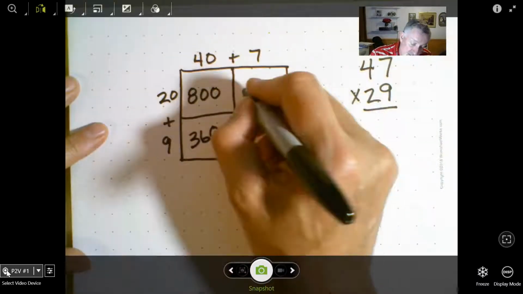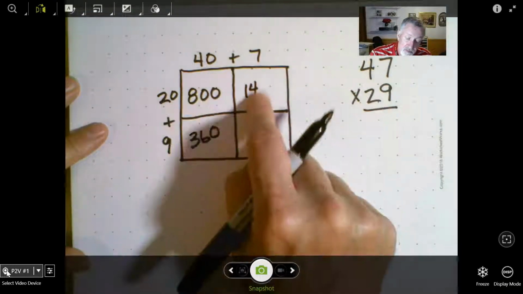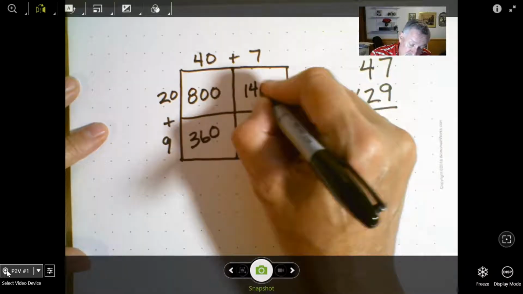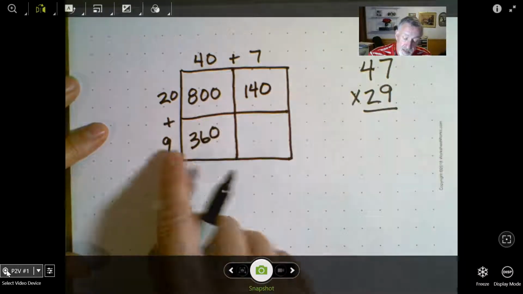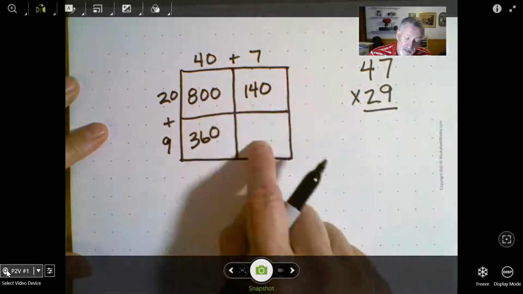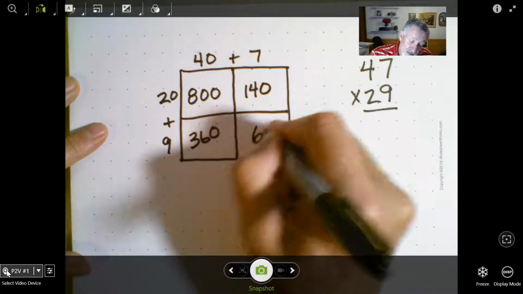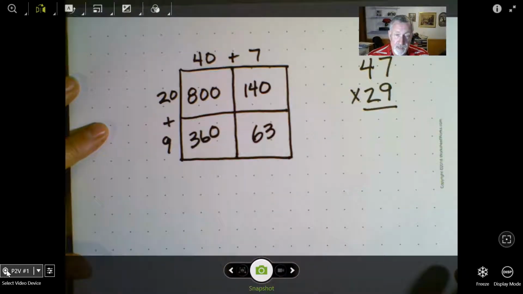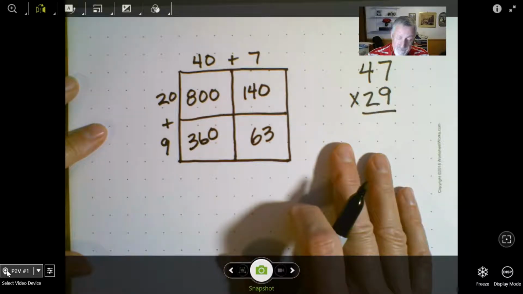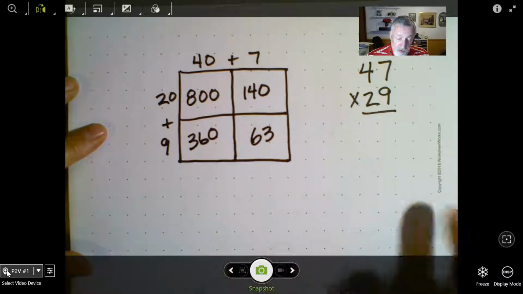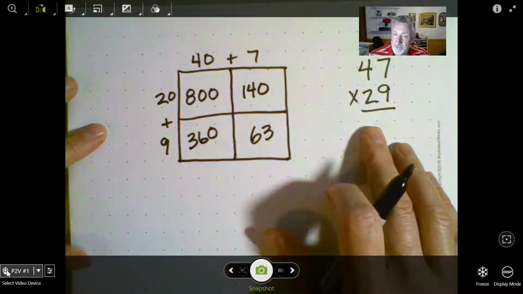And now let's go to this box where I'm doing 20 and 7. 2 times 7 is 14. And I have a 0 here, but none here, so I'm going to add one more 0. 2 times 10 times 7. And in this last box, I just have a 7 and a 9. 7 times 9 is 63. Now all I have to do is take those four numbers and add them together, and then I'll get the total area of this, which would also give me the answer to the multiplication problem.